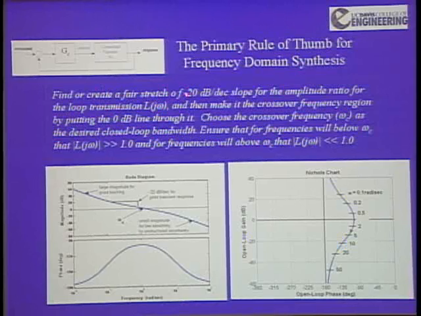Find or create a fair stretch of minus 20 dB per decade slope for the amplitude ratio of the loop transmission. Make it the crossover frequency by adjusting the gain so the 0 dB line goes through it. Choose the crossover frequency as the desired closed loop bandwidth. Make sure that at low frequencies the loop transmission is big, and at high frequencies it's little.